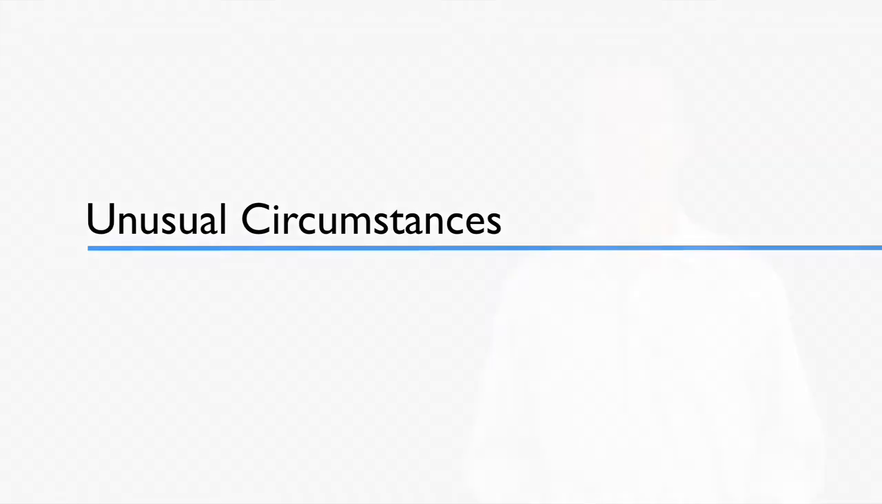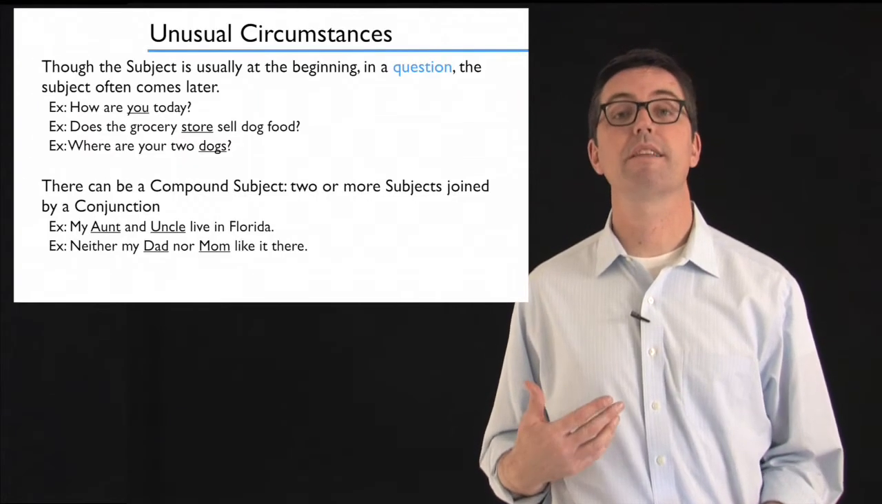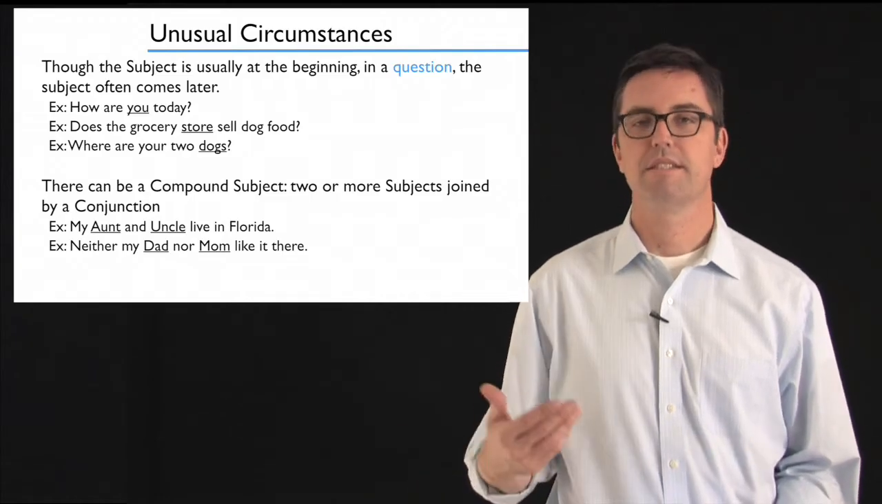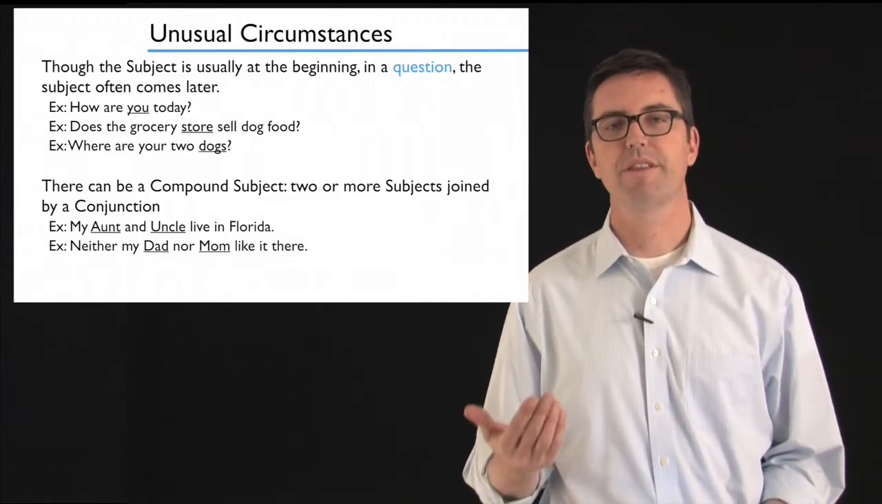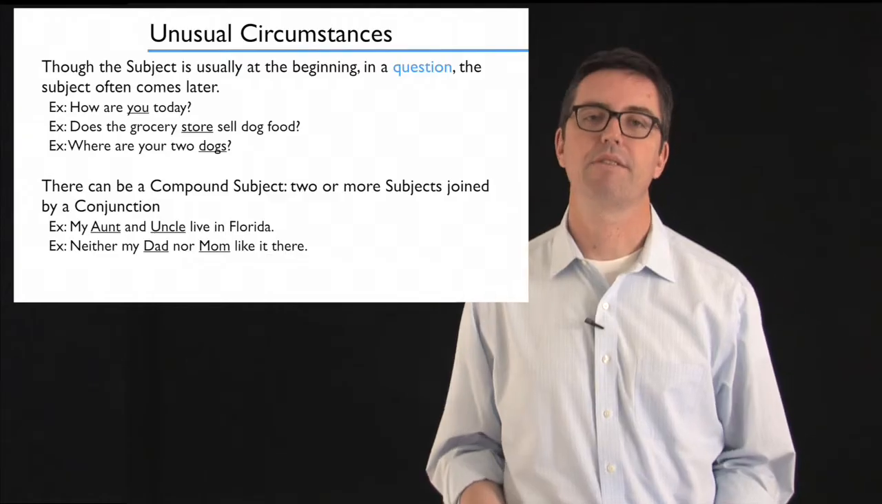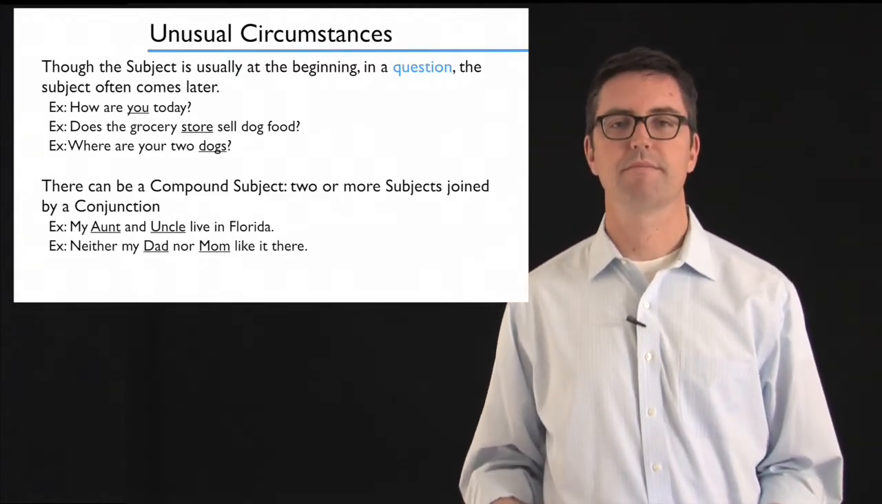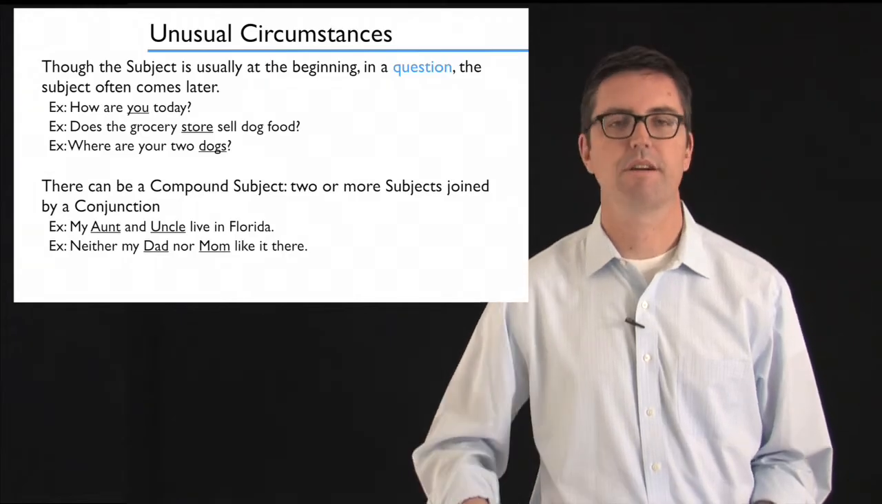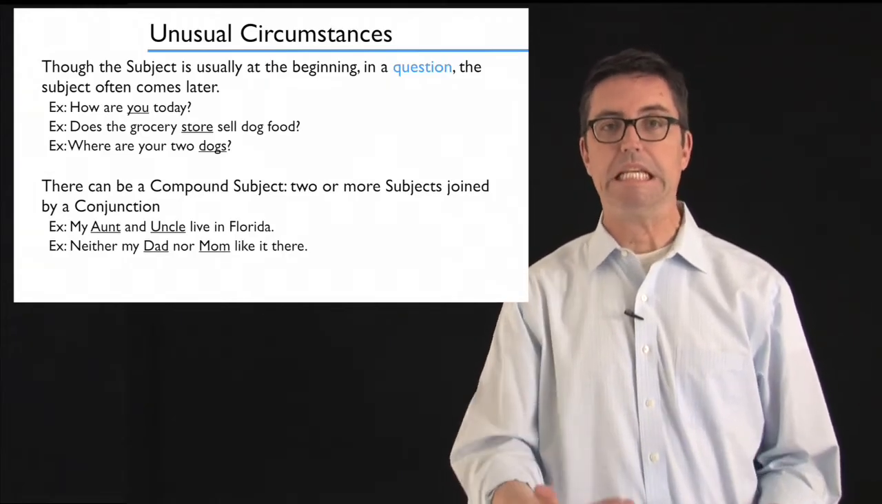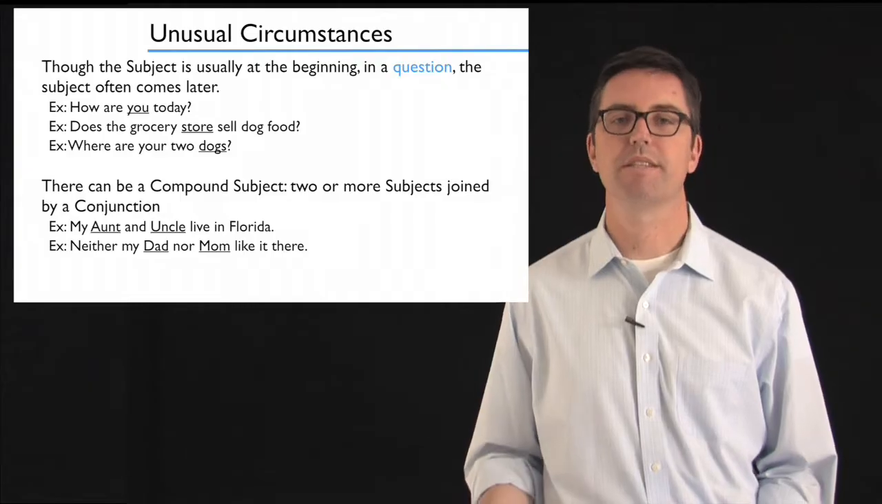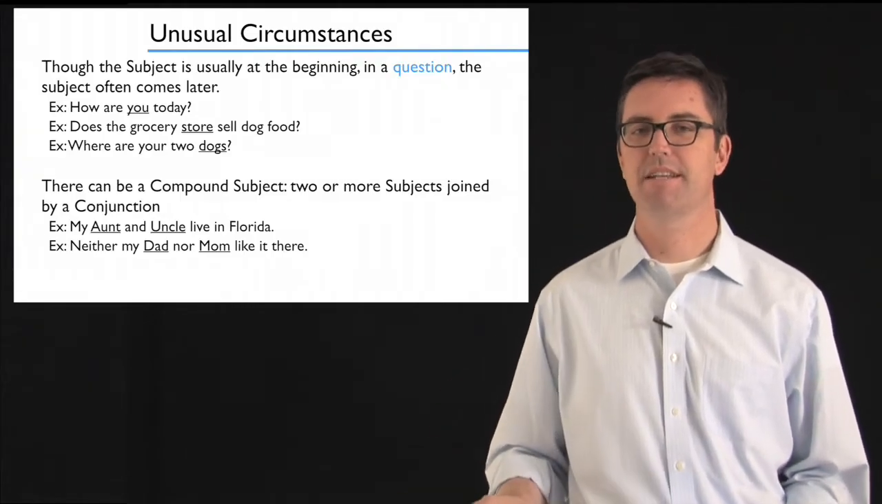Here are some unusual circumstances with subjects. First, I mentioned earlier that the subject is usually at the beginning of the sentence. Well, here's why the subject wouldn't be in a question. In a question, the subject often gets moved later in the sentence. So you might have something like, "How were you today?" Well, you is the star of the show, the one that is today, and so you is the subject, even though it's in the second half of the sentence.